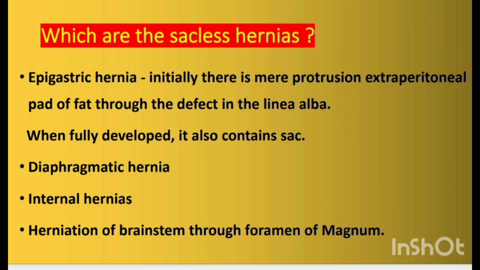Question: which are the sackless hernias? Answer: the sackless hernias are epigastric hernia, diaphragmatic hernia, internal hernias, and herniation of the brainstem through the foramen magnum. But in the case of epigastric hernia, initially there is a mere protrusion of extraperitoneal pad of fat through the defect in the linea alba. When fully developed, it also contains a sac.